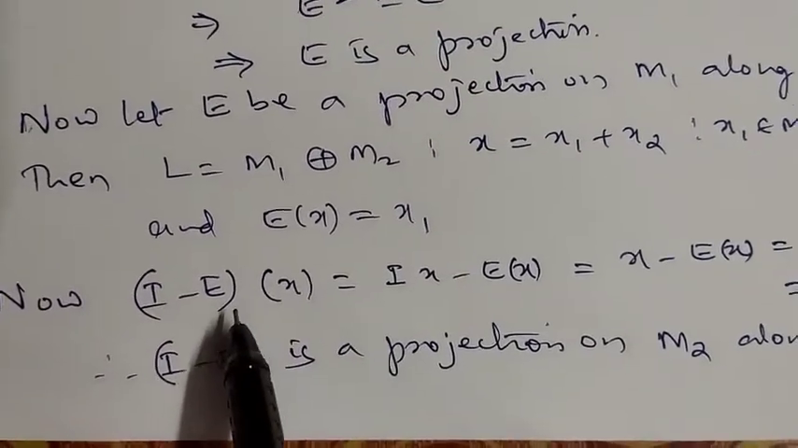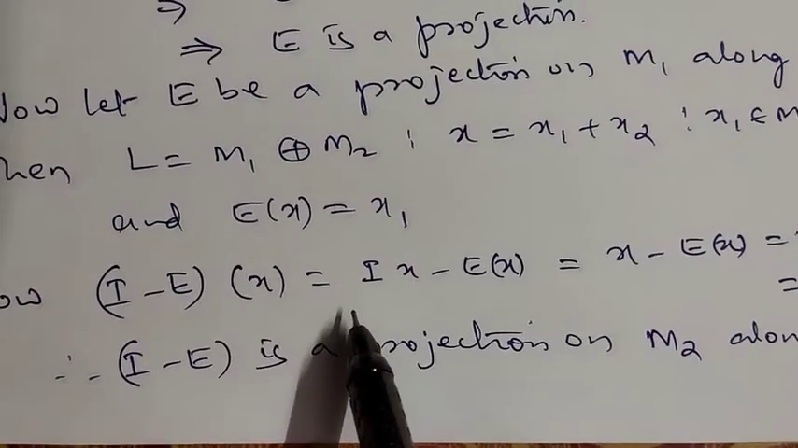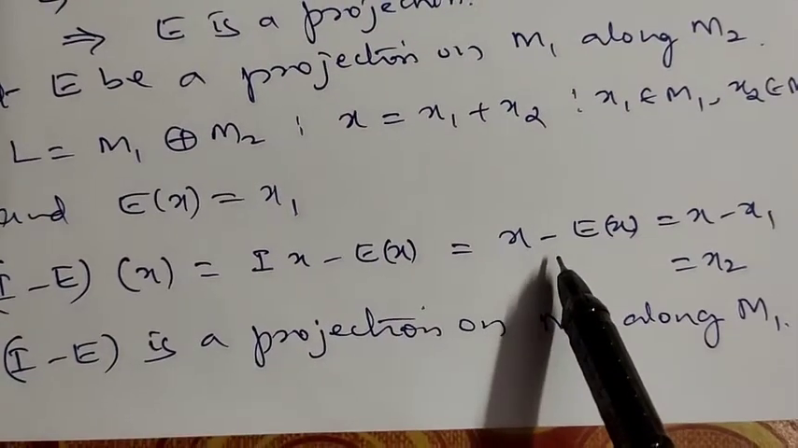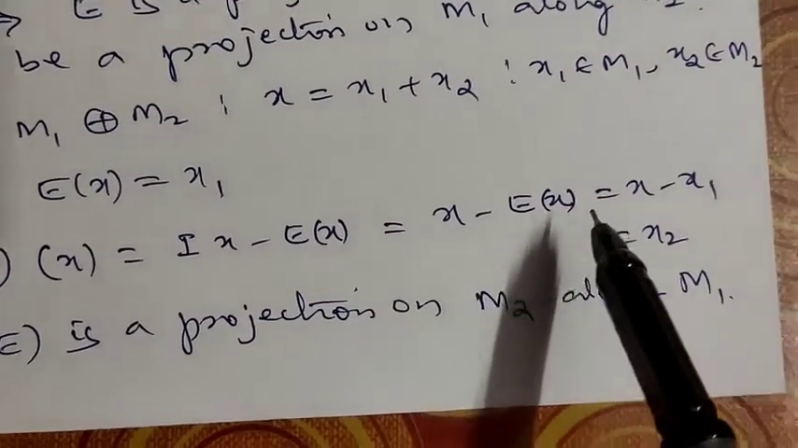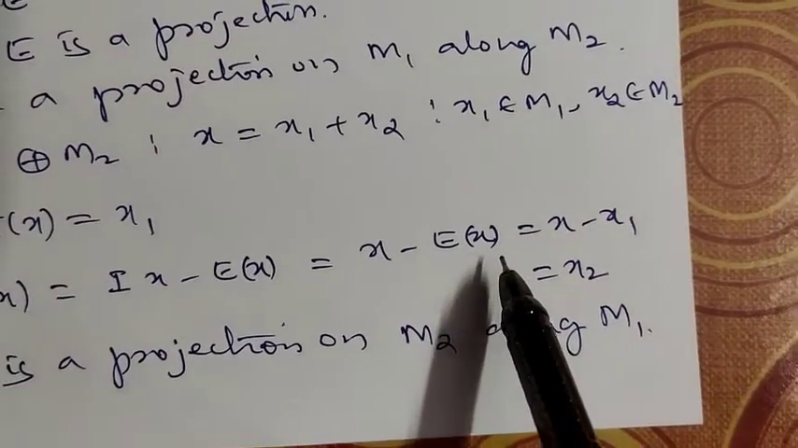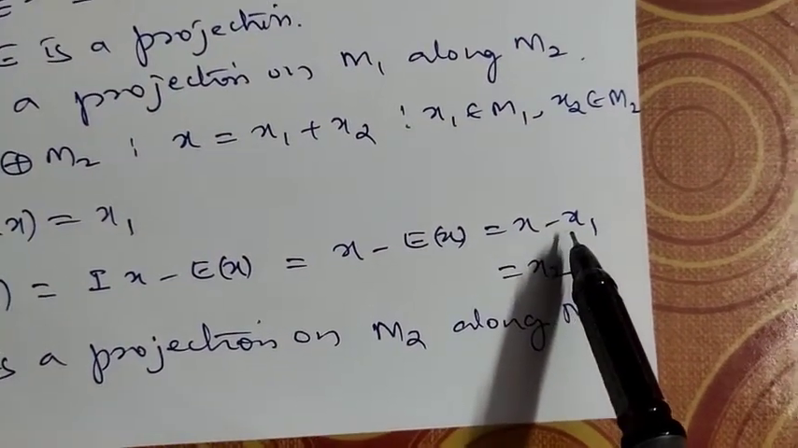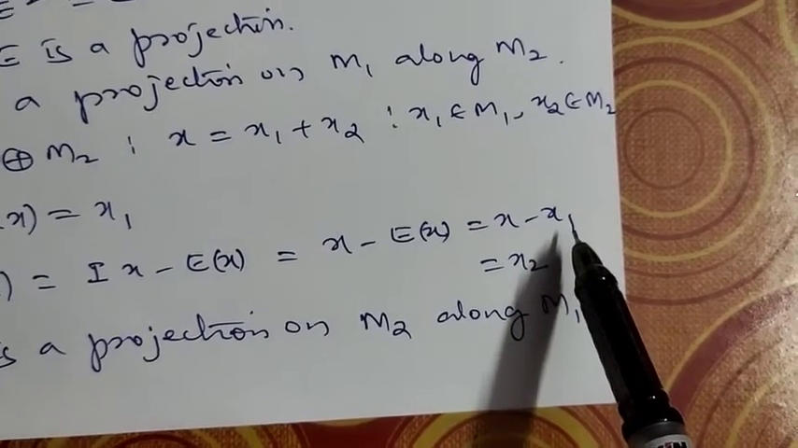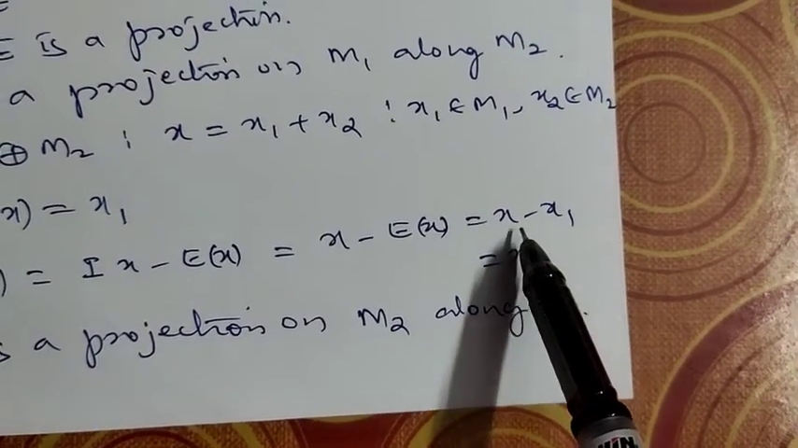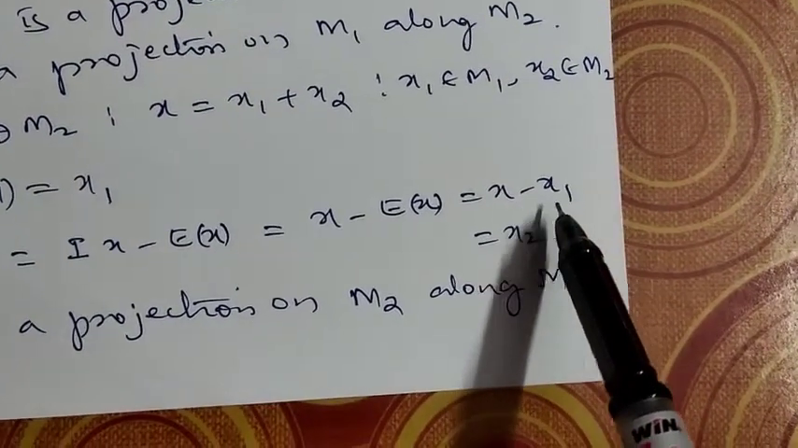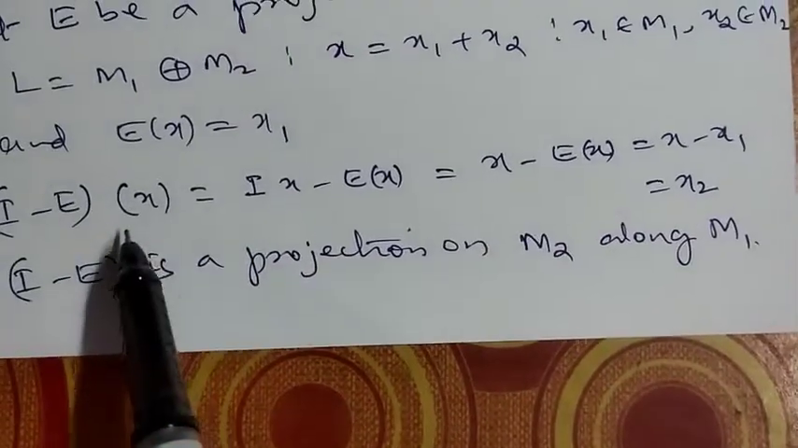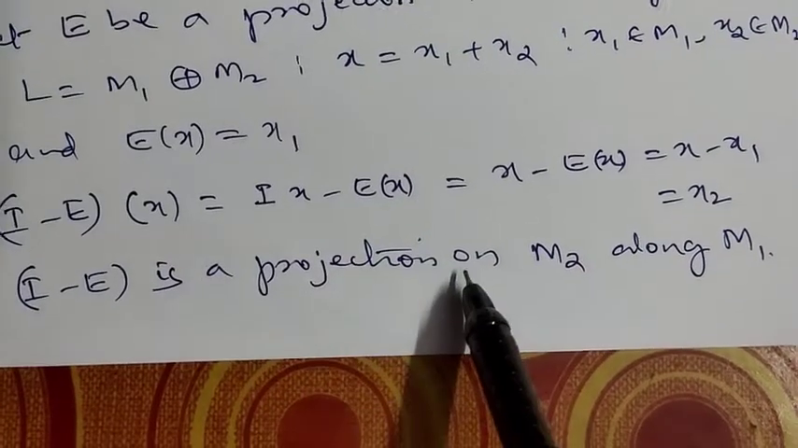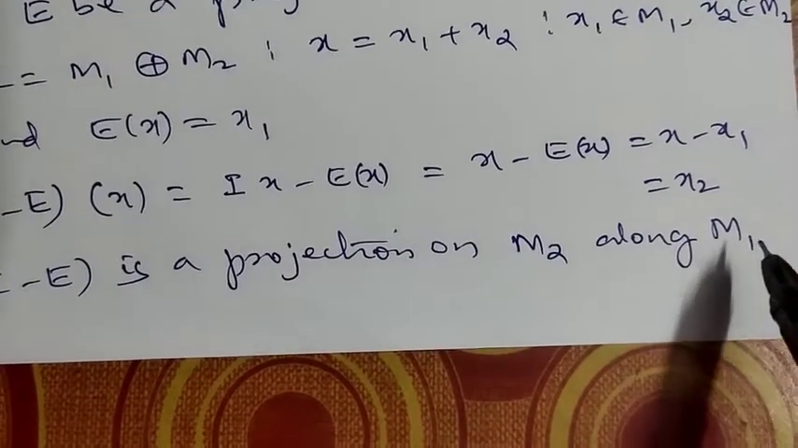Now you consider I minus E of x. I minus E of x is what? I of x minus E of x. I of x is x itself because I is the identity operator, x minus E of x. Now E of x is x1 because E is a projection on M1 along M2. So now x is equal to x1 plus x2 means x minus x1 is x2. Therefore I minus E of x is x2. By definition, I minus E is a projection on M2 along M1.